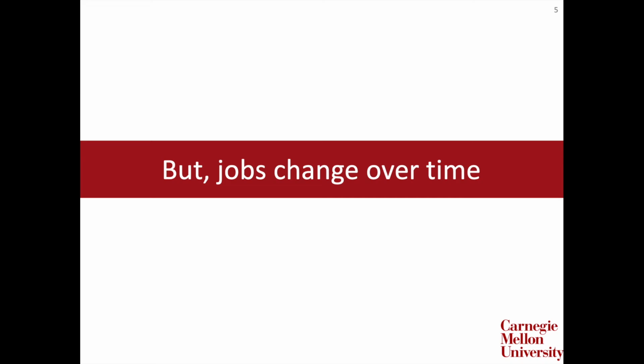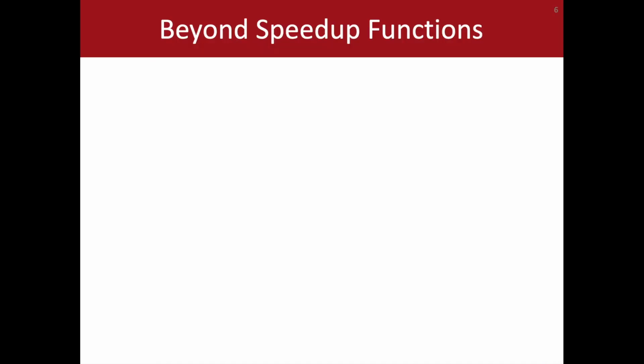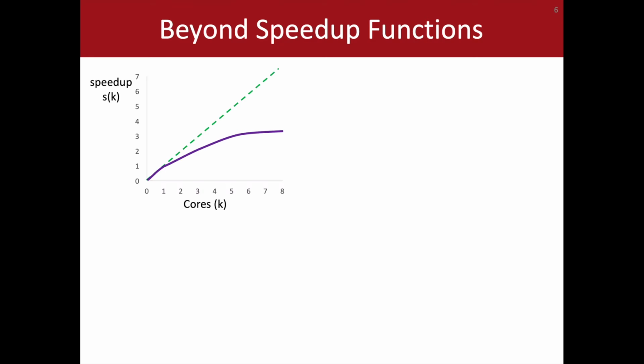This is definitely true in databases, but it also applies to the other applications we saw earlier, such as machine learning and scientific computing applications. To see what I'm getting at here, let's consider the example of this concave purple speedup function. Where does the shape of this speedup function really come from?